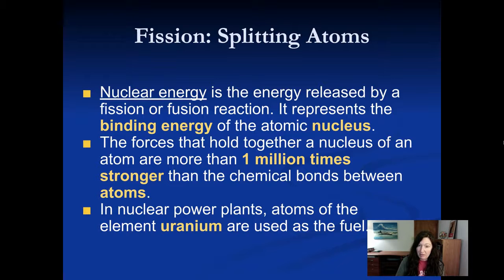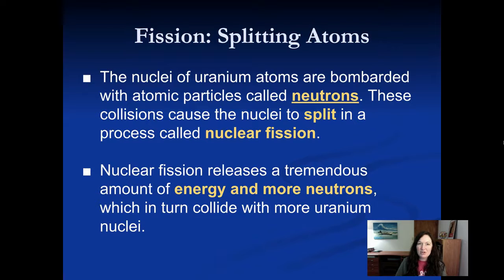So, in nuclear power plants, they are splitting atoms of uranium, and the bonds that are holding that heavy element together release a ton of energy that we can then use to boil water, to make steam, to turn a turbine, just like we talked about before with other types of energy. The nuclei of the uranium atoms are bombarded with atomic particles called neutrons, and they collide with the nuclei and split it in a process called nuclear fission.